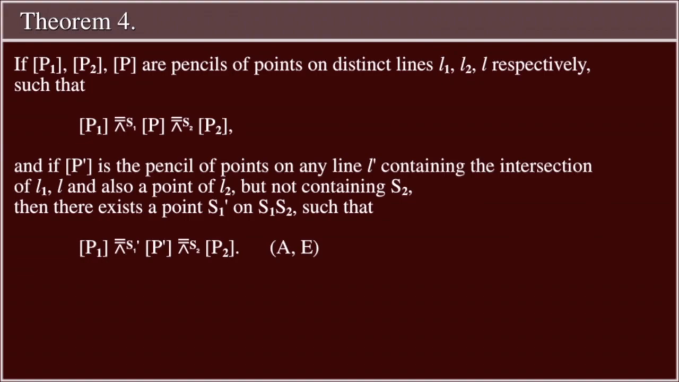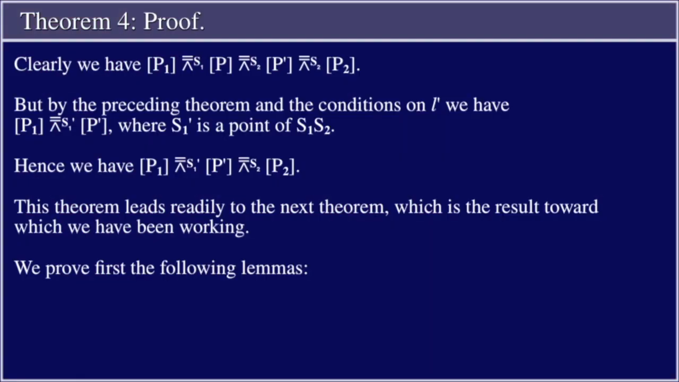Assumptions A and E. Proof. Clearly we have the range P1 is perspective through center S1 with the range P, which is perspective with center S2 to the range P', which is perspective with center S2 with the range P2. But by the preceding theorem and the conditions on L', we have the range P1 is perspective through S1' with the range P', where S1' is a point of S1S2. Hence we have the range P1 is perspective with center S1' with the range P', which is perspective with center S2 with the range P2.